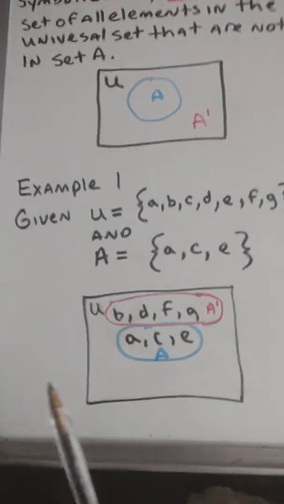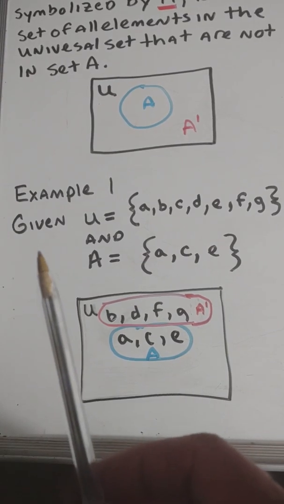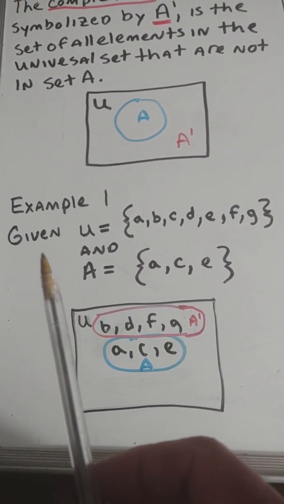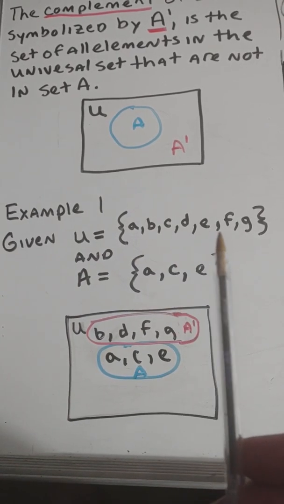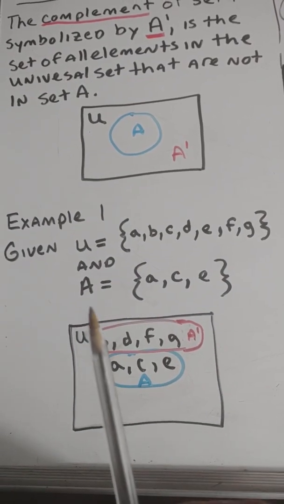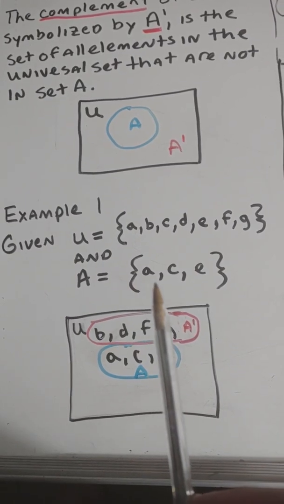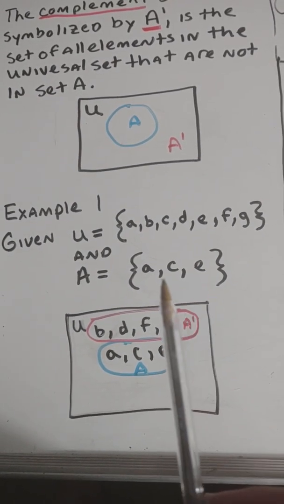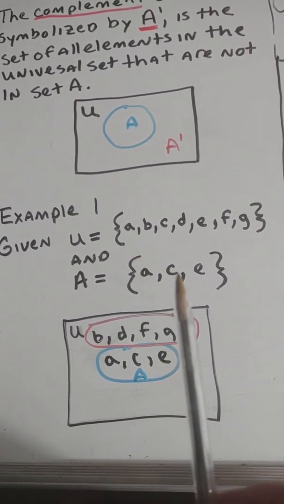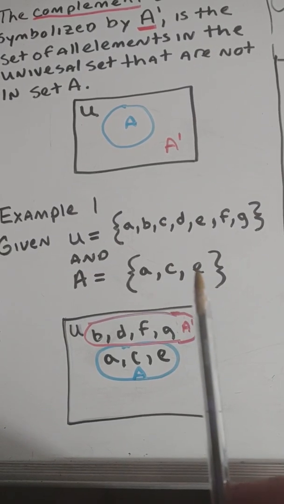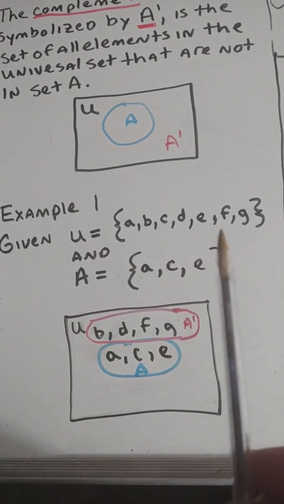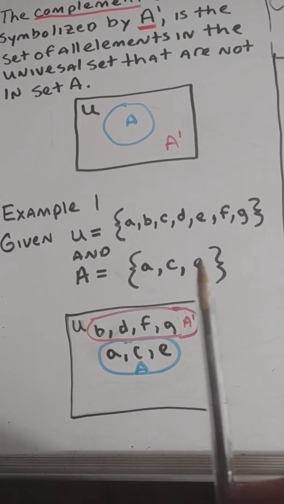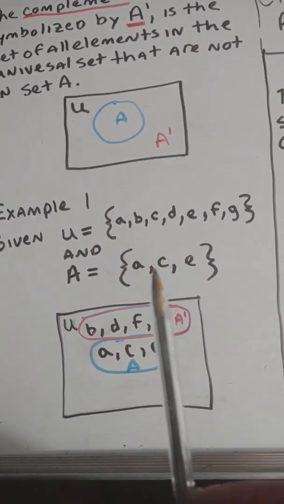Example. And this is example 1 in the textbook. It says given the universal set is A, B, C, D, E, F, G. Set A is just A, C, E. That means if we take A out, and we take C out, and we take E out, then B, D, F, G is the complement of A.